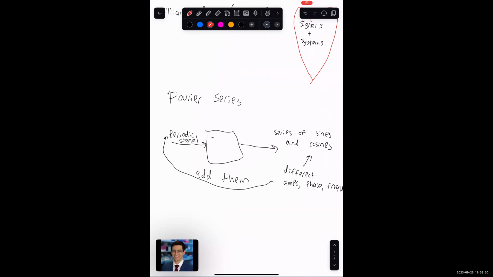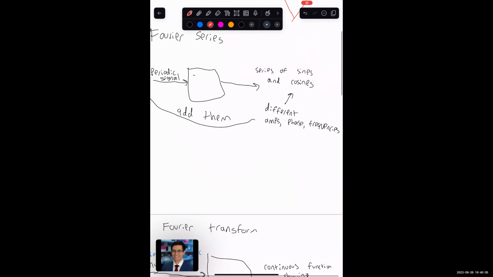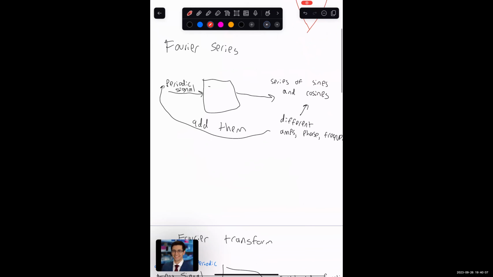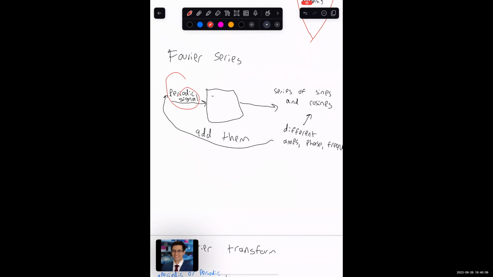So all in all, Fourier series, we have a periodic signal. We input that. It has to be periodic. It's a requirement, right? How are you going to add a bunch of periodic things and get an output of something that's not periodic? Just intuitively, it doesn't make sense. So you input a periodic signal and you get a series of sines and cosines. And they can be different amplitudes, phase, frequencies. You add them, you're going to get your initial signal, okay?